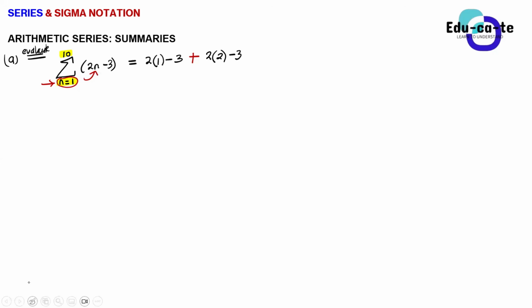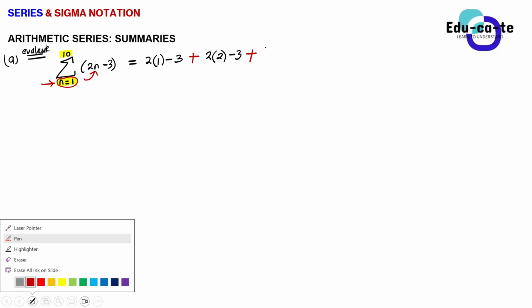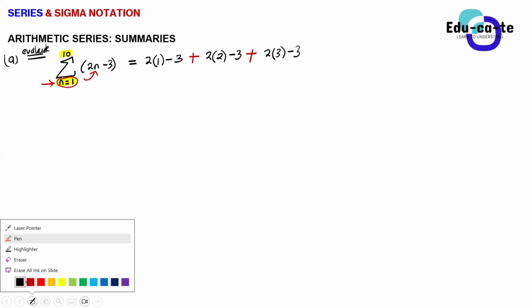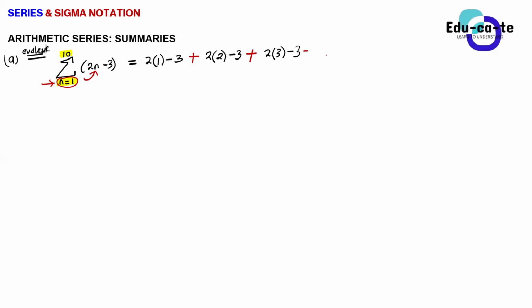Then you add again, plus again. The third position is going to be what? 2 times, now I have already moved from 1 to 2. Now the n that I'm going to substitute here for the third term, what is it going to be? 3. This is just going to be 3. So where there is n, I'm going to put 3, then minus 3. Once I have 3 terms, you don't need to continue doing this, guys. So this will continue and continue until the last term.